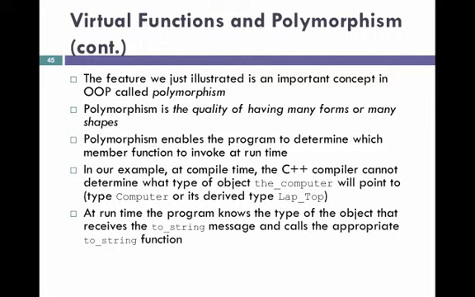compiler cannot statically determine at compilation time which type of object the computer will point to. It might be computer, or it could be its derived type laptop. So at runtime, the program knows the type of the object that receives this toString message, and it calls the appropriate toString function.